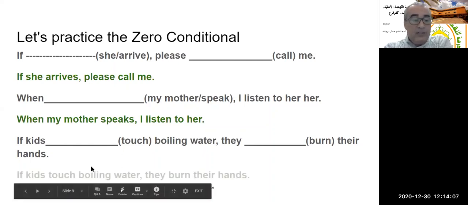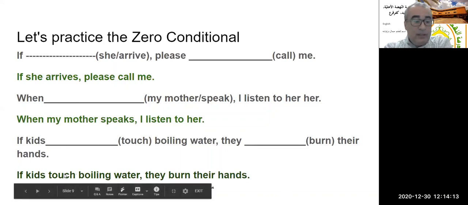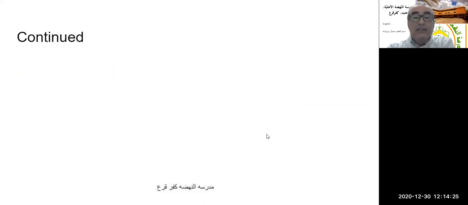Exactly, nothing changes here. If kids touch, because kids is they, so we have to use the base form of the verb, we add nothing here. If kids touch boiling water, they burn their hands. In the if clause, we have the present simple again, and in the main clause or the result or the answer, we have the present simple.